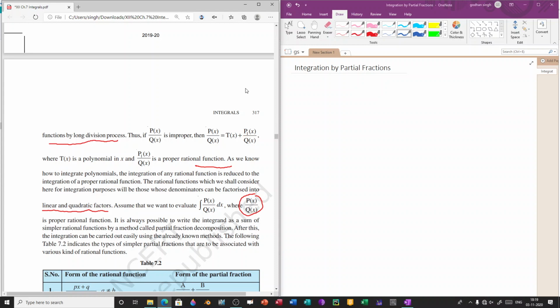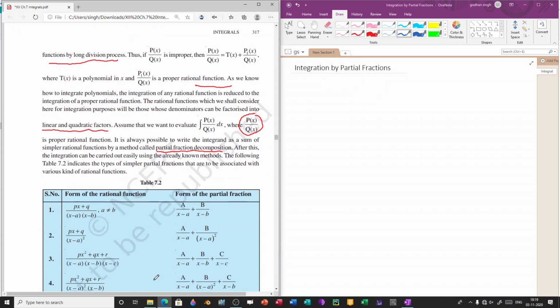It is always possible to write the integrand as a sum of simpler rational functions by a method called partial fraction decomposition. After this, the integration can be carried out easily using the already known methods. The following table, that is table 7.2, indicates the types of simple partial fractions that are to be associated with various kinds of rational functions.